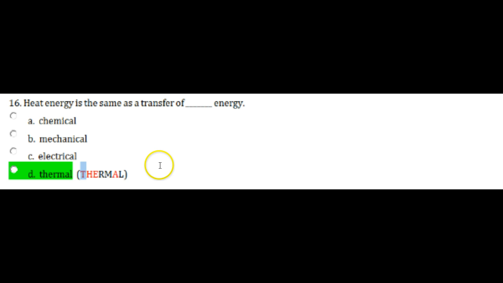If you got it right this time, good job. But if you didn't, remember that heat energy is the same as thermal energy. Heat is called thermal. If you don't know that Forms of Energy song yet, you might want to go sing it. Remember, it's to the tune of Frosty the Snowman.